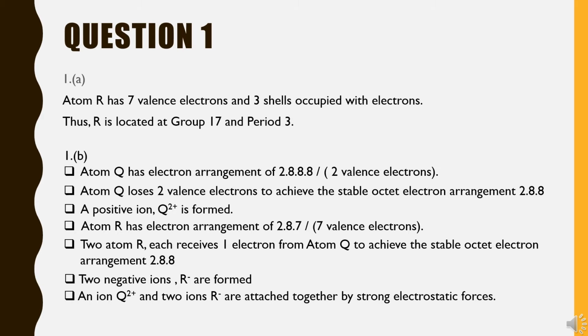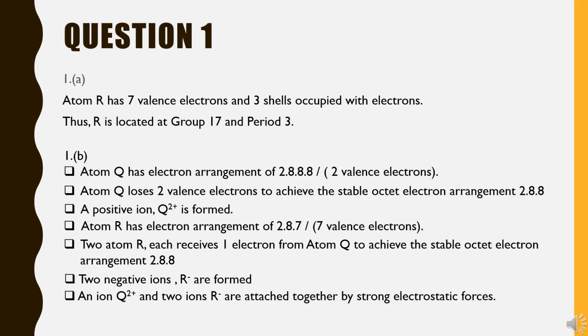To explain the formation of ionic bonds, first we need to state the electron arrangement of Q and R, and then explain how they achieve stable electron arrangement. The electron arrangement of atom Q is 2.8.8.2. Atom Q has to lose 2 valence electrons to achieve the stable octet electron arrangement, which is 2.8.8. Then a cation Q2+ is formed.